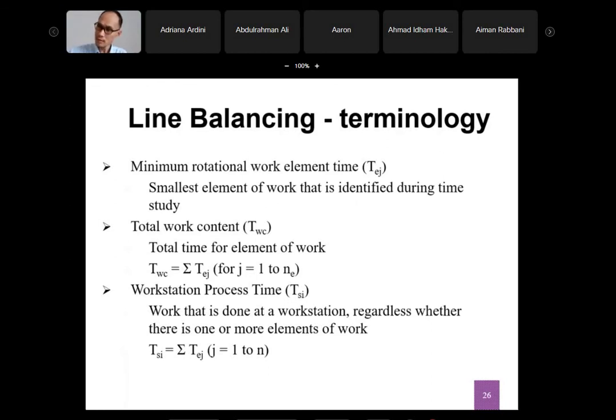What time is it now? Do you want to take a break for 5 minutes? Okay, take a break for 5 minutes, and then I will continue with this line balancing.